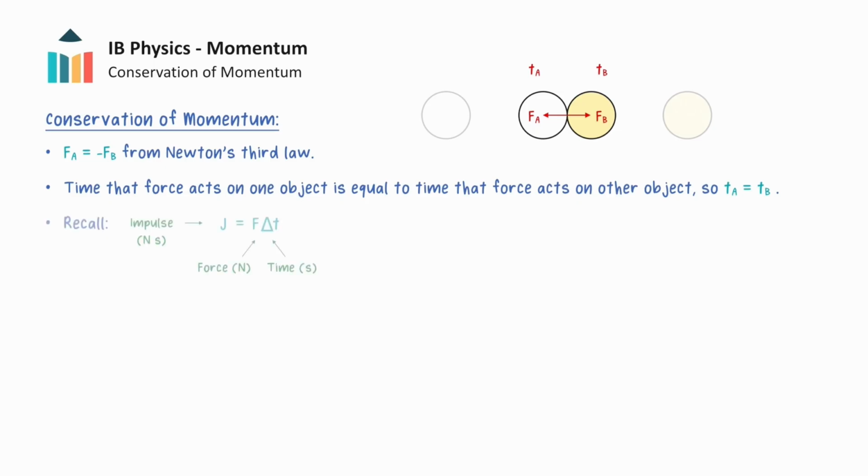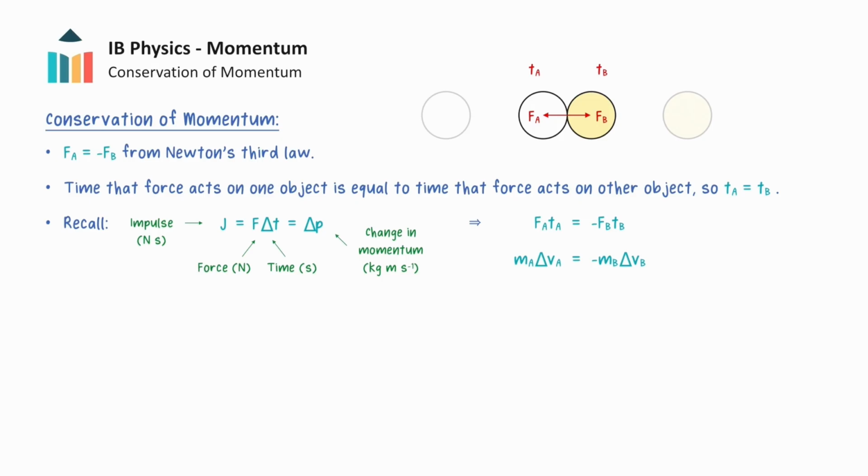Now recall that the impulse of a force acting on an object is given by force multiplied by time, and is equivalent to the change in momentum of that object. It follows that impulses that act on the two objects are equal and opposite, and therefore the changes in momentum of the two objects must also be equal in magnitude and opposite in direction.